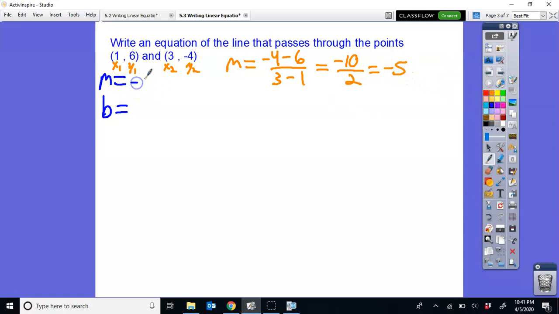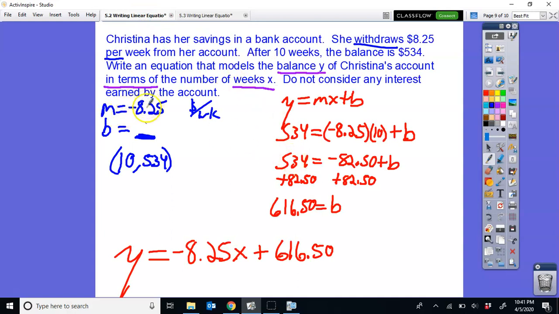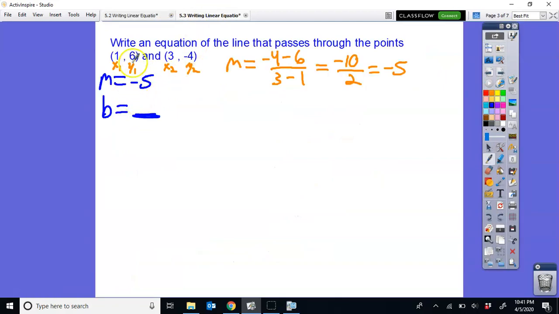So now I have my m, but I still don't have my b. But guess what? Now we can just go back to what we've been doing all throughout this lesson. I have my m, and I have a point. Look at what you got in this one. I have my m, and I've got 2 points that I can choose from. So I'm going to show you how both of those give me the exact same answer. So if you want to, you can try both of them. You don't have to. I'm not going to require you to.